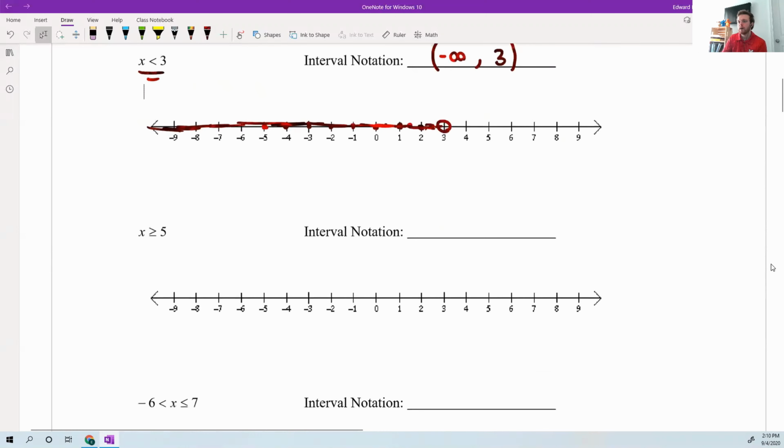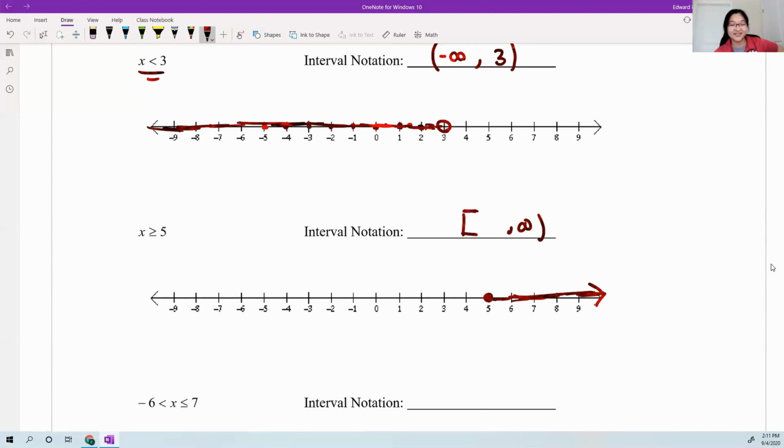Let me proceed, though. If we are also including that number, so in this second example, if we're also including 5, we have a way for writing this. So all the numbers that are greater than 5, including 5, we're going to put a dot there, a filled-in circle. But we want to go up to positive infinity, and we want to include the number 5. So we're going to use a different notation. We're going to use a bracket.